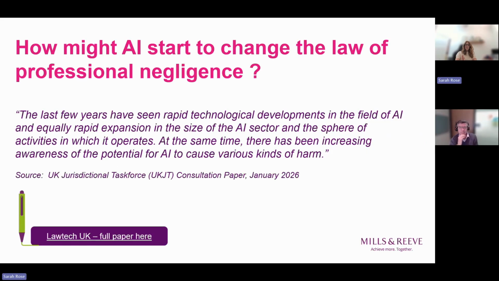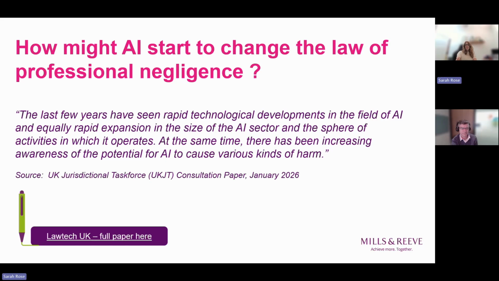So having covered those basics, how might AI start to change the law of professional negligence? But I think it would be remiss to entertain a talk on AI and the claims landscape without turning to the work of the UK Jurisdiction Task Force. This is an industry-led initiative tasked with promoting the use of English law and UK jurisdictions for technology and digital innovation.